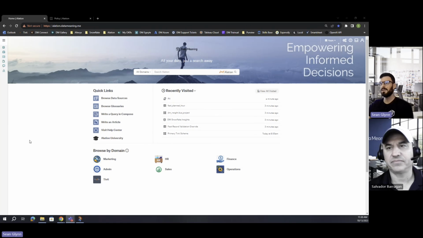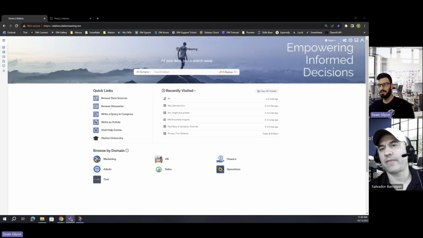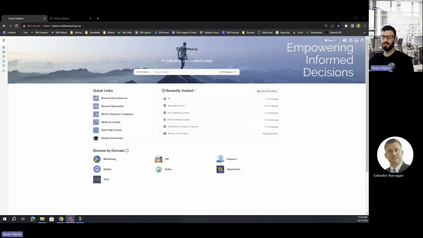Thanks, Salvador. Hey guys, as Salvador mentioned, my name is Sean Glenn. I've been working with Data Meeting for a couple of years now, and my role is basically a data catalog architect. I'm part of Salvador's data governance team, and have been working with Alation now for probably a year or so. And yeah, looking forward to showing you some of the features, starting with data policies here, as well as some of the other topics we're going to cover here today.